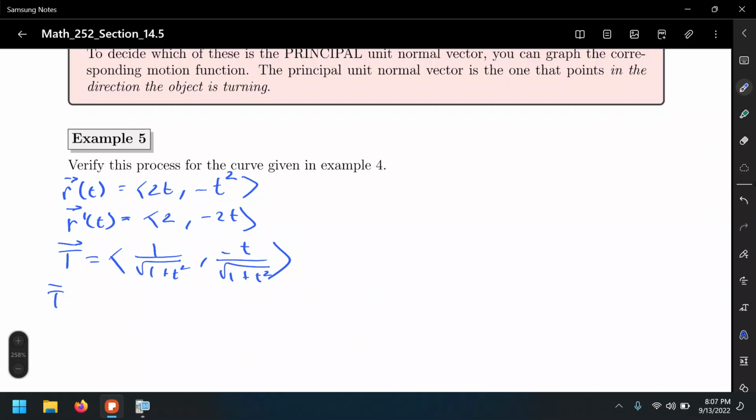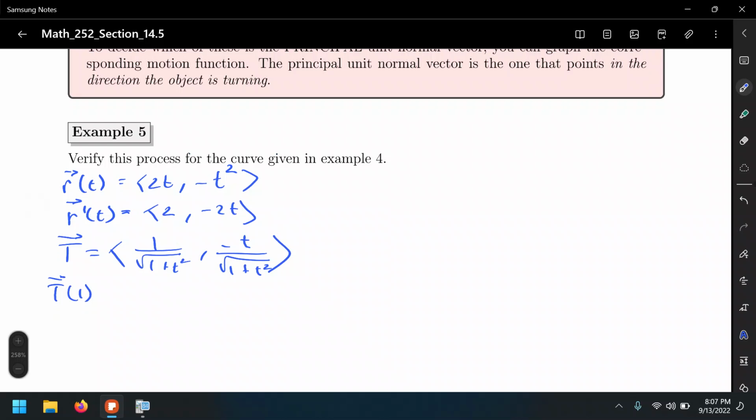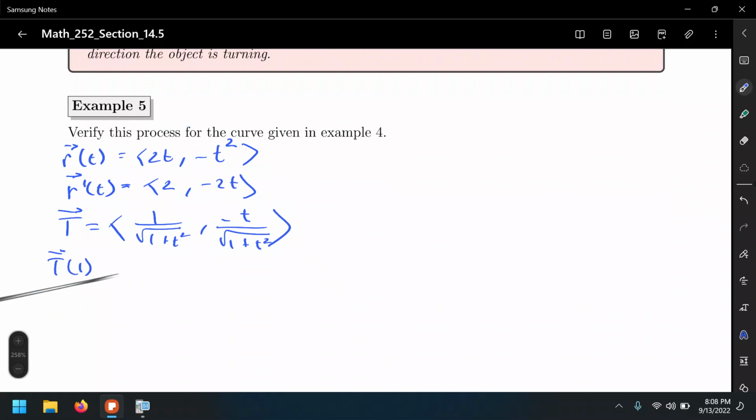Then I'm going to find the tangent vector at 1. Instead of going all the way through the normal vector, which is what we just did, I'm going to do the calculation using the tangent vector. So in this case, this will be 1 over the square root of 1 plus 1 squared, comma, negative 1 over the square root of 1 plus 1 squared.